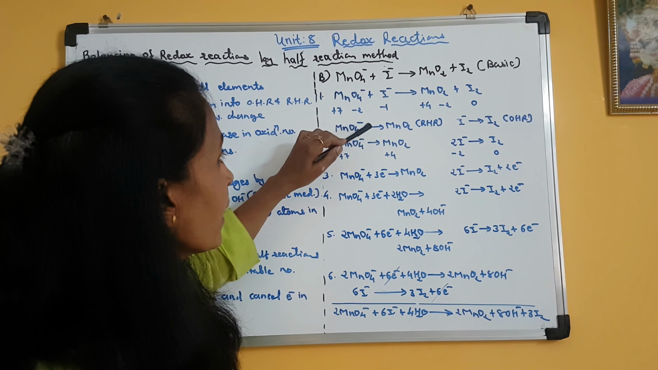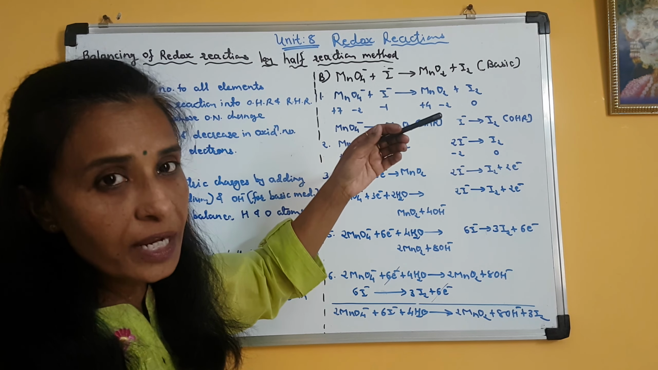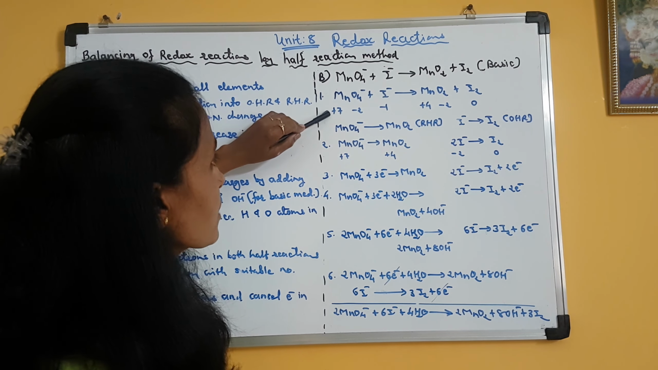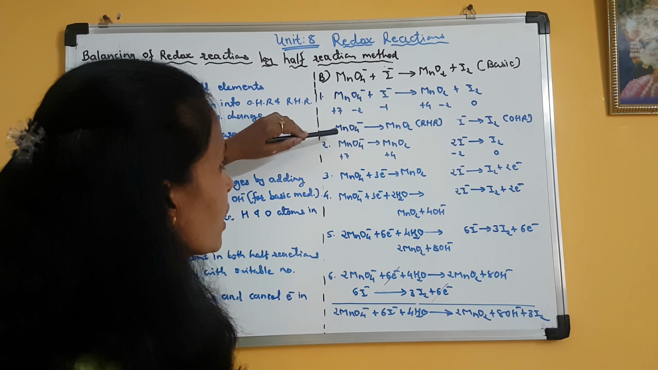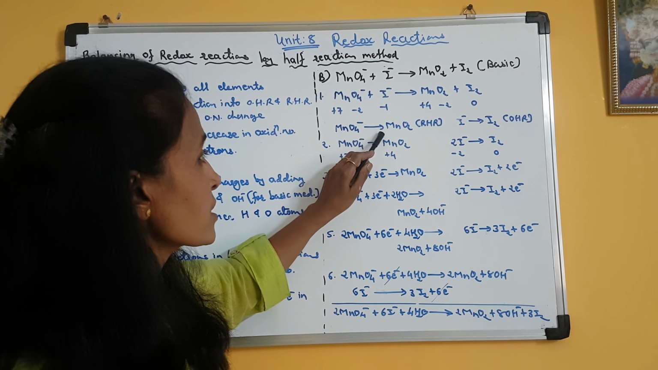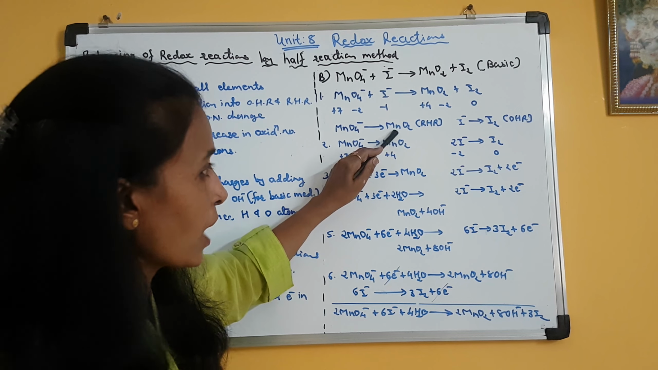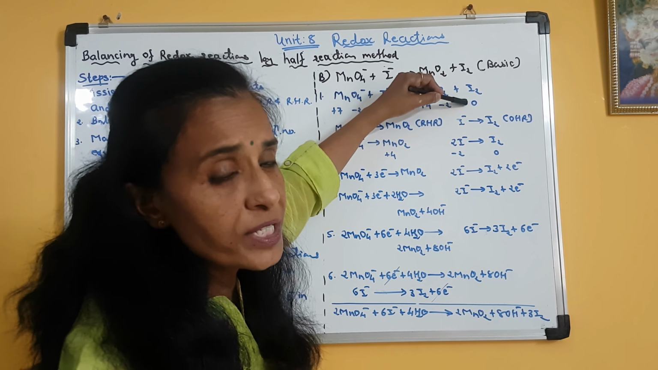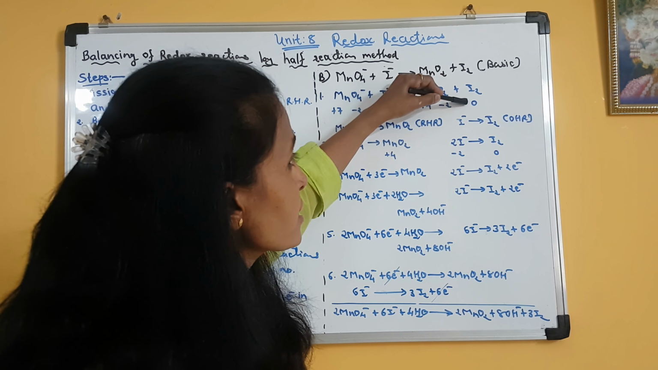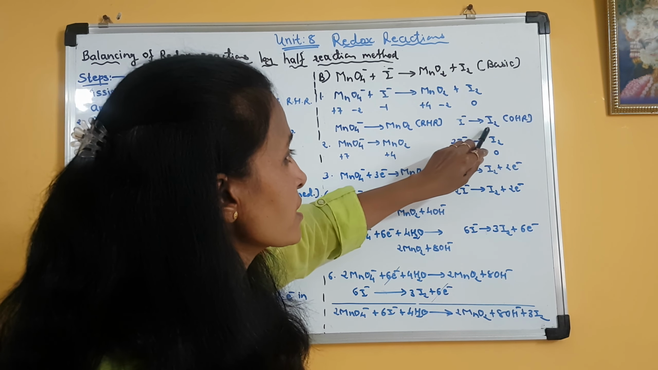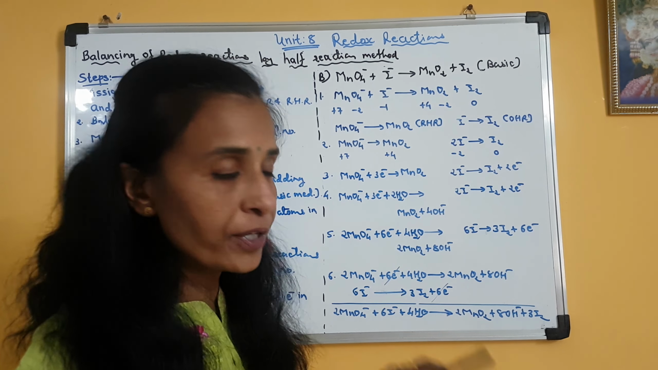Clear? Then I have to decide which one is oxidation and reduction half reaction. So Mn from plus 7 to plus 4, and that is why this is reduction half reaction. So MnO4 minus gives MnO2, that is reduction half reaction. Iodine minus 1 to 0 means there is increase in the positive charge, so it is an oxidation reaction. So I minus gives I2 is oxidation half reaction.